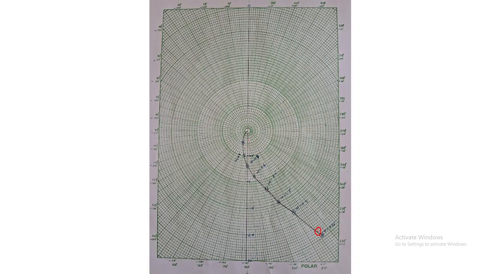For every omega value you are going to plot the value, and then using the pencil you are going to join the dots. You are not supposed to use your scale; use your free hand to join the dots.